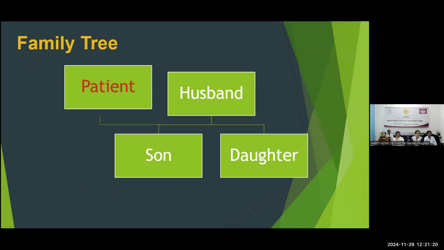You can see the family tree: the patient, husband, son and daughter. The patient shown in red is the diseased person. Husband, son and daughter are the healthy persons.